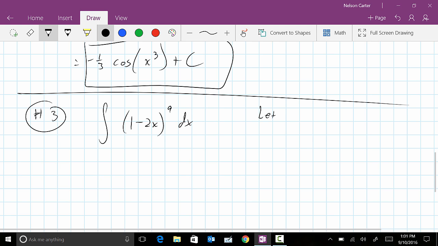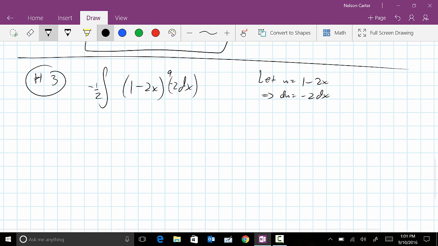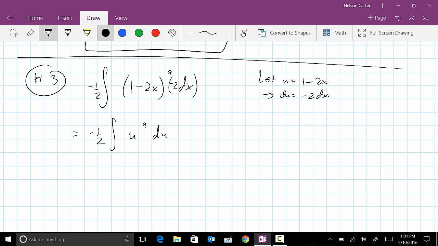So we're going to let u equal 1 minus 2x. That would imply that the differential of u is equal to negative 2 dx. So I've got the dx, I just need the negative 2, but then that means I'm going to need a negative 1/2 out here. And so now this is equal to negative 1/2 times the integral of u to power 9 du. No problem. So this is now negative 1/2 times u to power 10 over 10 plus a constant.